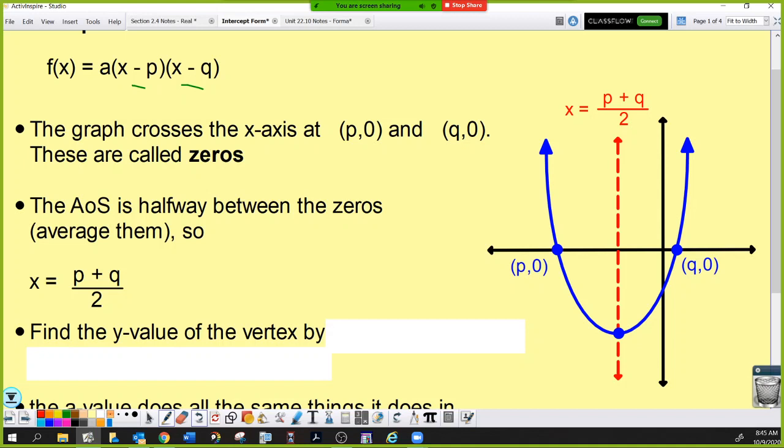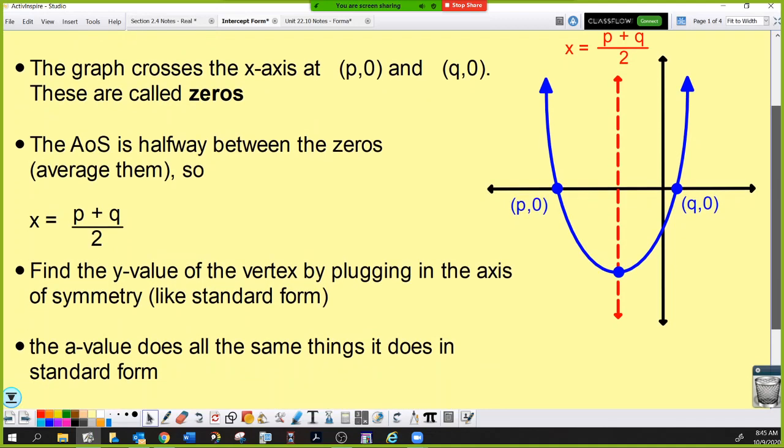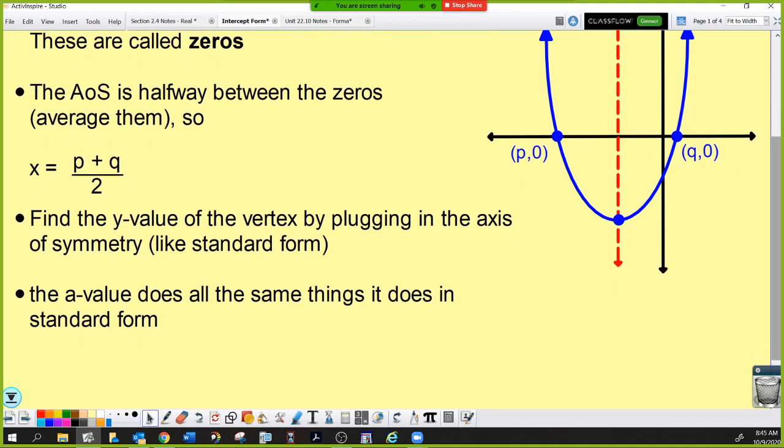Well, if I know the x value for the vertex, how do I find the y value? Let's plug it in. You just plug it in. So you find the y value of the vertex by plugging in the axis of symmetry, just like you had to do for standard form. Yes, I know it's a different equation, but the process is still the same. You find the x value of the vertex, which is the axis of symmetry, and then once you know that number, you plug it back in to get the y value of your vertex.